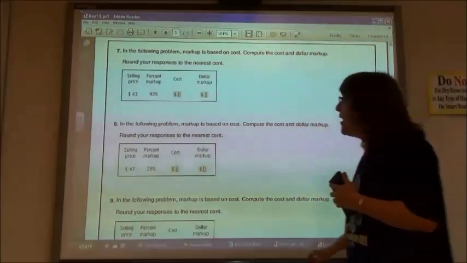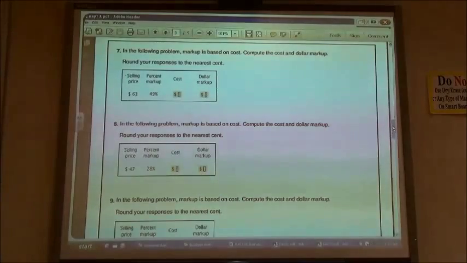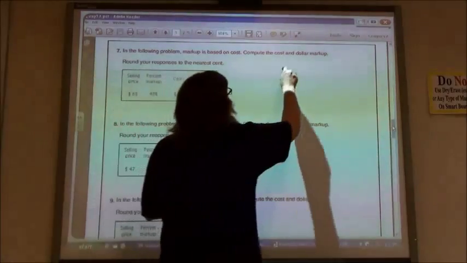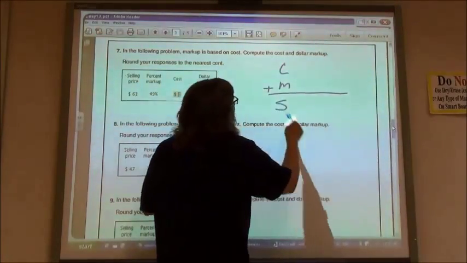7, 8, and 9. It says in the following problem, markup is based on the cost again. Compute the cost and the dollar markup. Round your responses to the nearest cent. So again, we know the cost plus the markup is equal to the selling price.